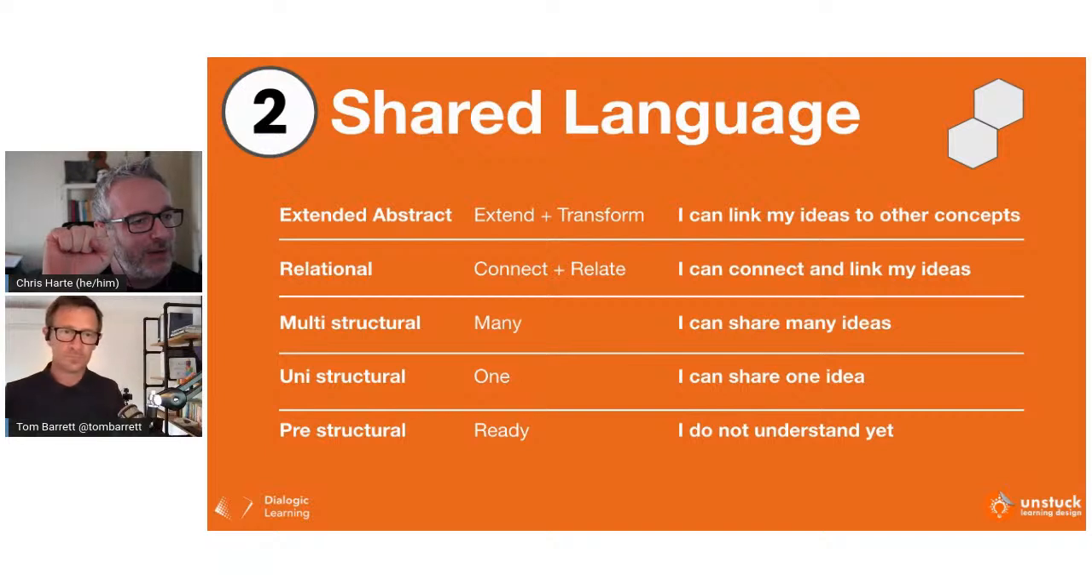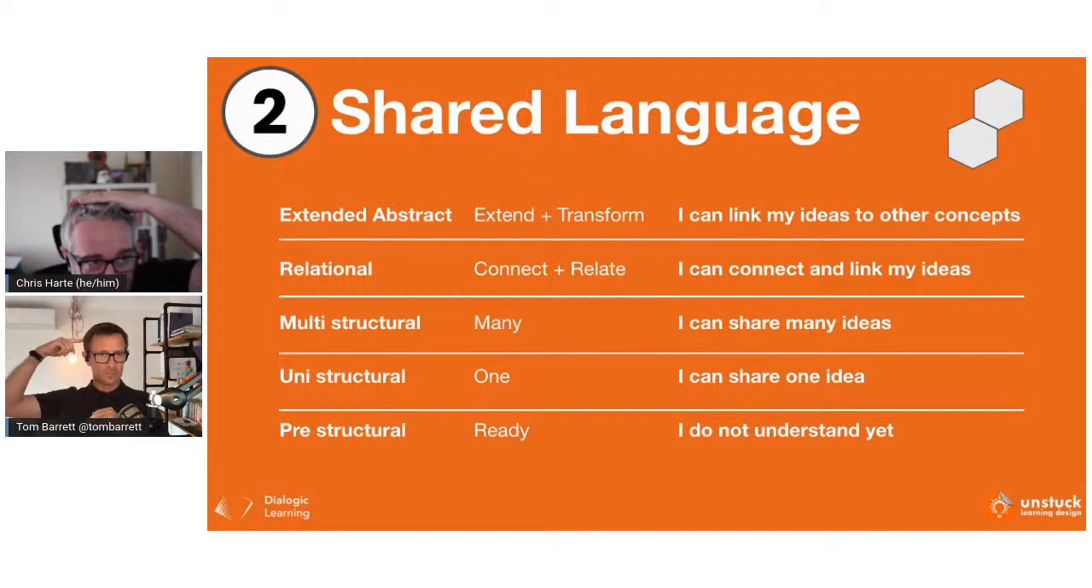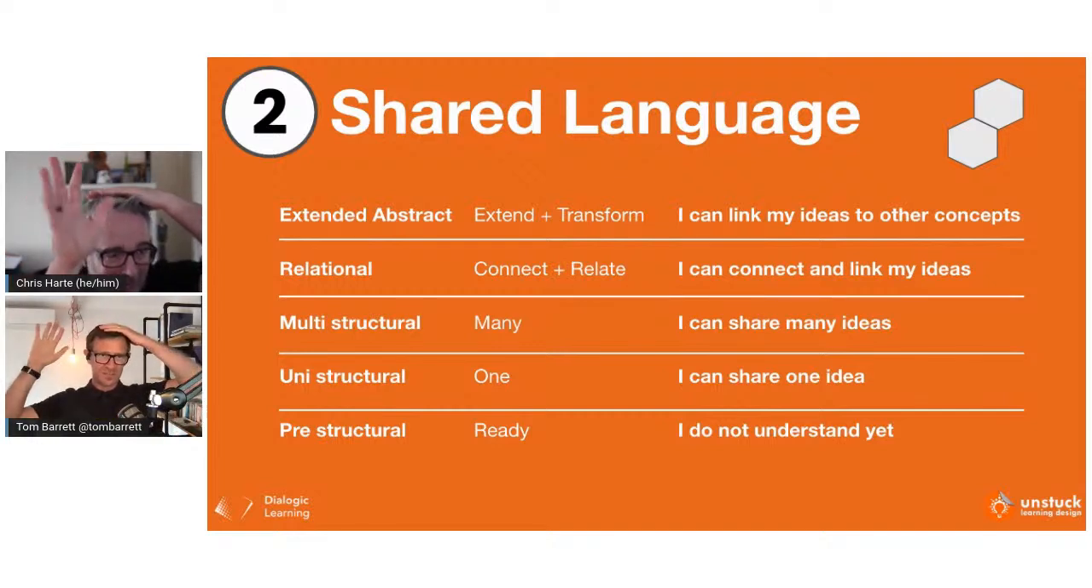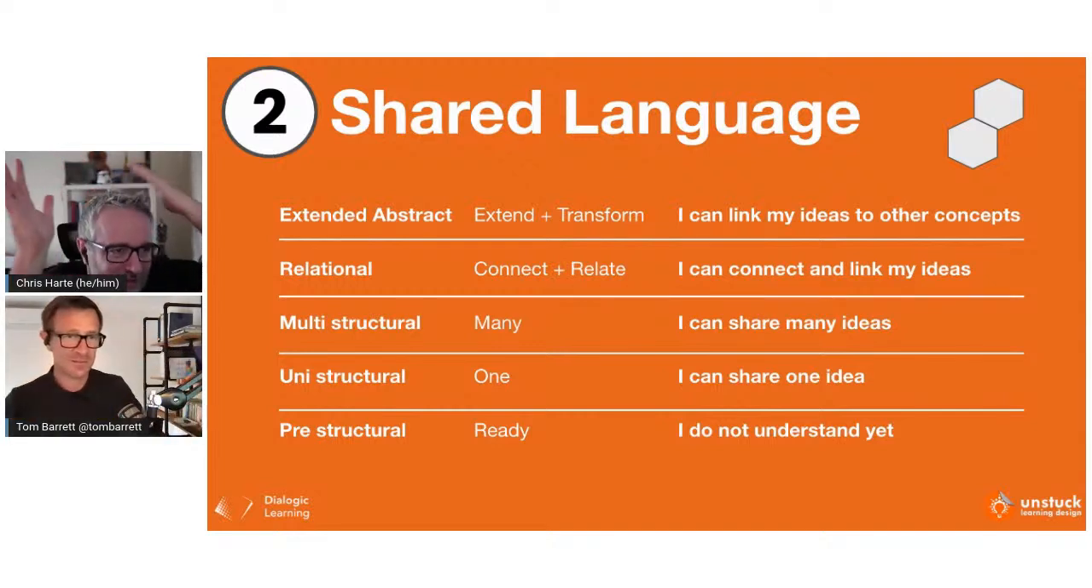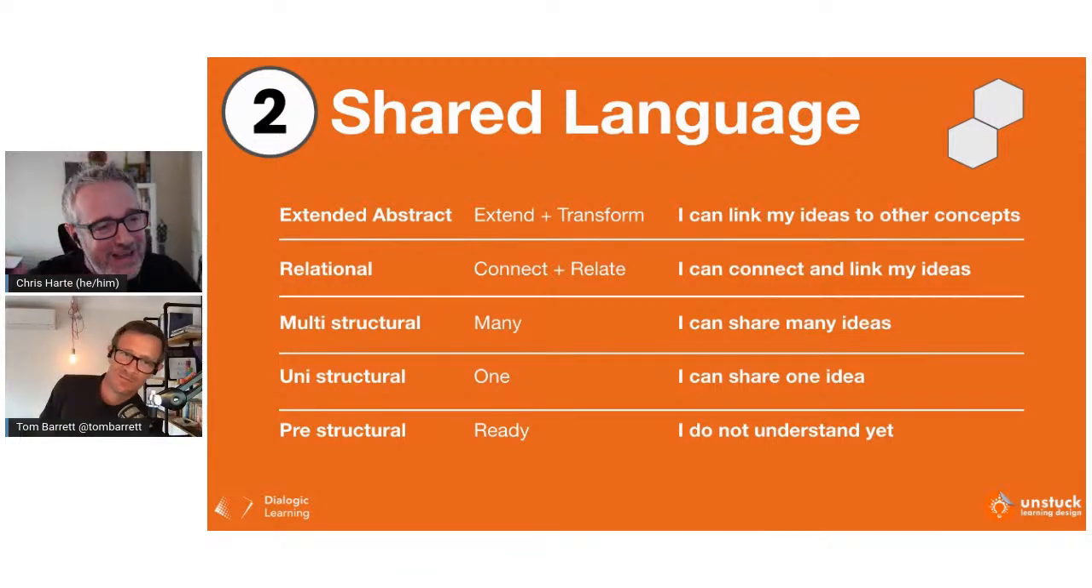So they would have a closed fist for pre-structural, like I haven't got a clue what you're talking about. They'd have a single finger for uni-structural. They would have waving fingers for multi-structural. They would do this kind of connecting hand signal for relational. And I can't do this in this camera shot, but basically hand on the head and jazz hands was for extended abstract. It's very expressive.